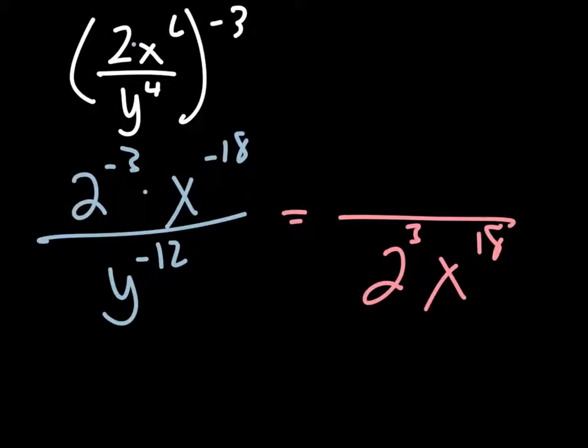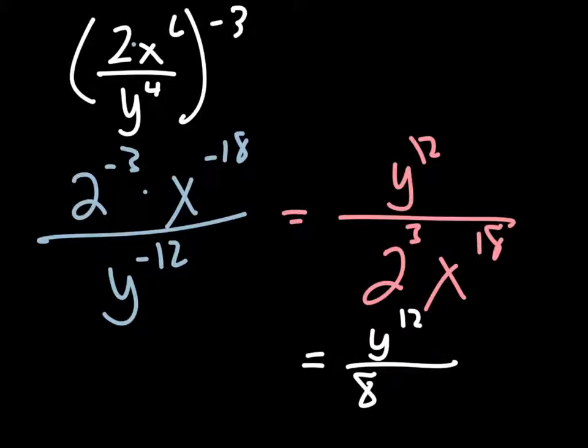And similarly with our y, our base of y has a negative exponent. Currently it's in the denominator. It's going to jump up to the top. We have y to the 12th. And there's one last thing to do to simplify this. We have y to the 12th over 8 x to the 18th. That's one way that we could have chosen to attack this problem.